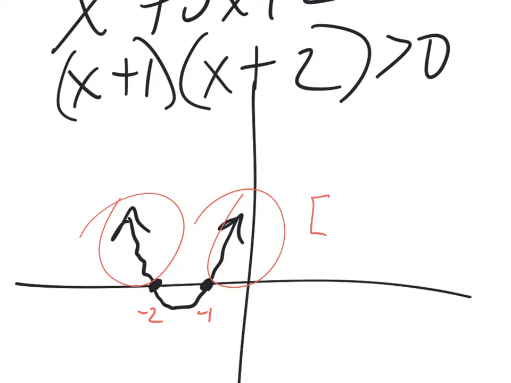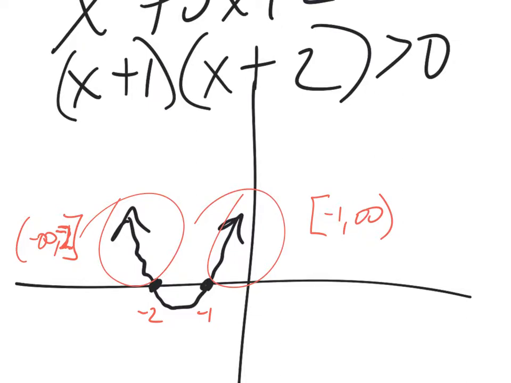From -1 to infinity and from -infinity to... Wait, to -2, sorry. I should have just at least done that. But I did a mistake on purpose. It's a small one. Who can catch what the small mistake is?